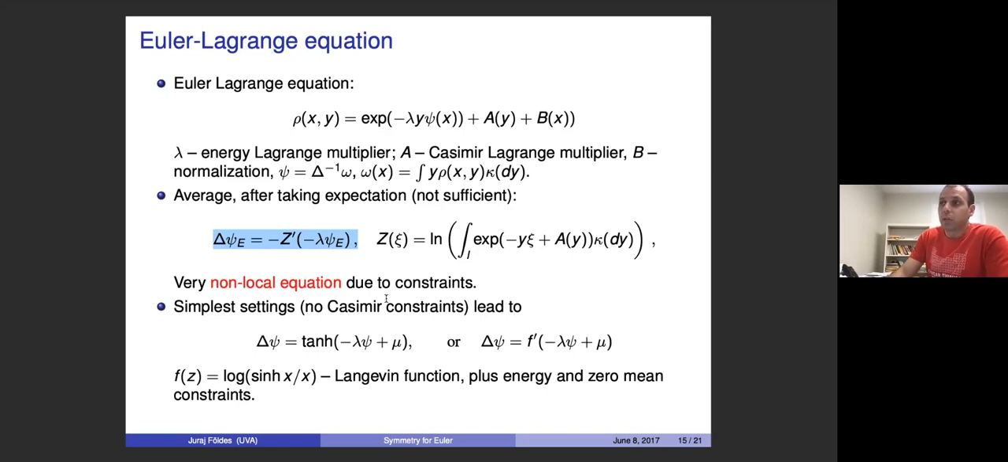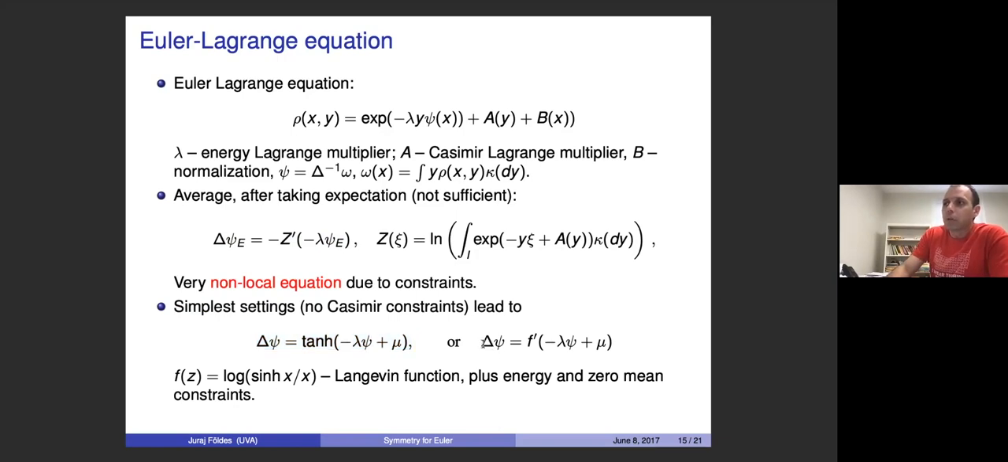All right, so this is a very non-local equation, and say if we are looking at the simplest setting, so say there are no Casimir constraints, so we are working with a small value such that there are no Casimir constraints, then this leads to two types of equations. The first one is the model introduced by Miller and Robert, which is this nonlinear elliptic equation: Laplace of psi is hyperbolic tangent of minus lambda times psi plus mu, where lambda and mu are Lagrange multipliers.